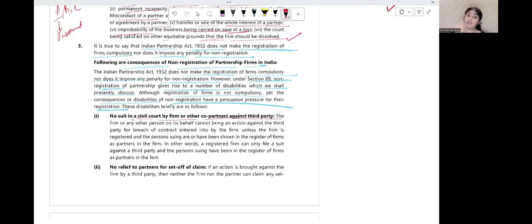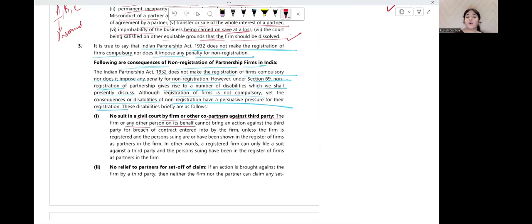Okay, civil courts we have learned in the first chapter, Indian Regulatory Framework. No case can be filed in your civil courts by a partner or the firm against a third party. If your debtor is not giving money, you can't file a case because you did not register the partnership.